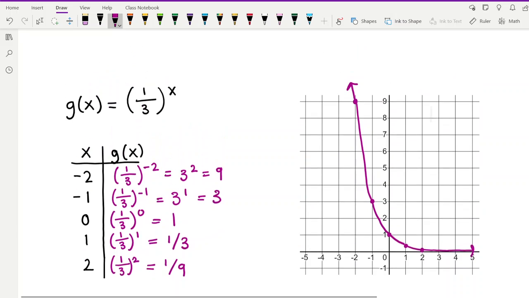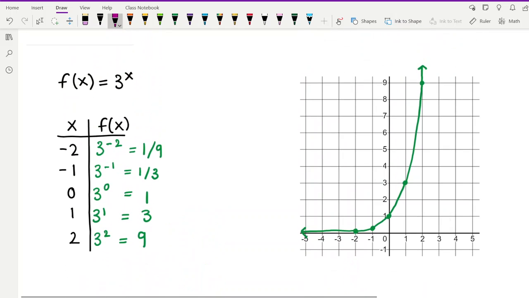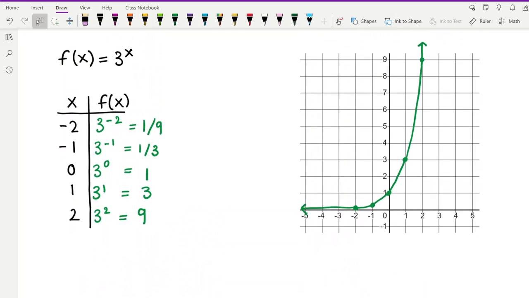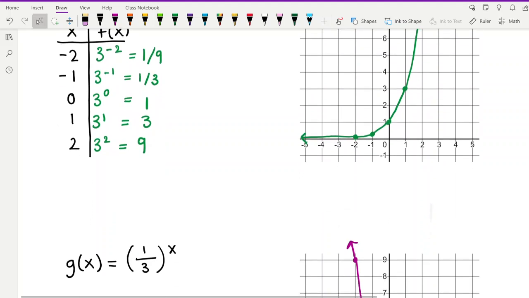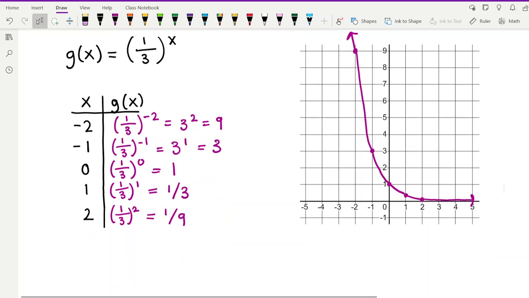Okay, so I want to talk about what these two graphs have in common and then what's different about them. And we'll go to another page to write down some general facts about exponential functions. So let's start with what these have in common. Let's start by talking about the domain and range. So what is the domain and range of these functions?